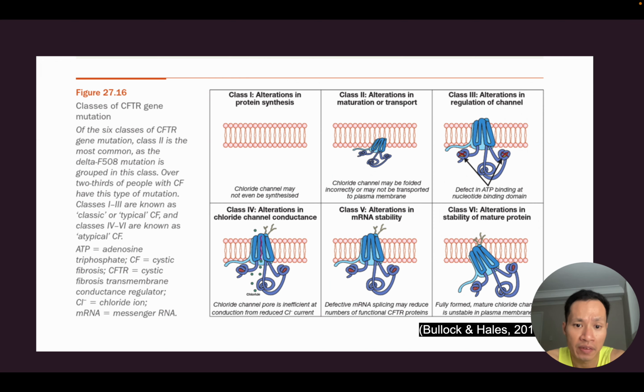You can see here on the picture, there are 6 classes of the CFTR gene mutation, and today we are going to focus on the most common one, class 2, the alteration in maturation or transport. So in this case, the chloride channel may be folded incorrectly or might not be transported to the plasma membrane. I will talk about this in the next few slides.